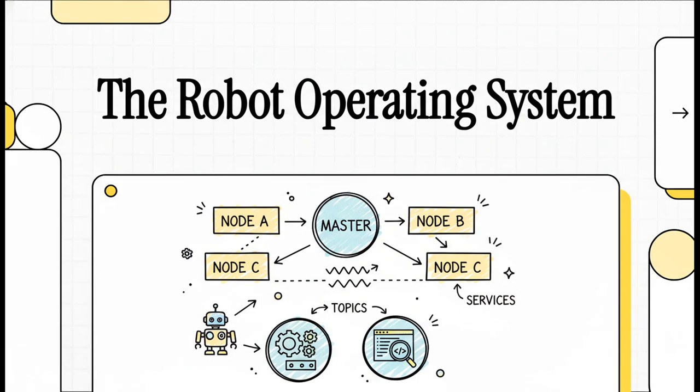Hey everyone, and welcome. All right, so today let's dive into the pretty fascinating world of the robot operating system, or as you'll hear it called, ROS. It's kind of the invisible brain and nervous system that powers so much of modern robotics, and we're going to break down just how it all works.